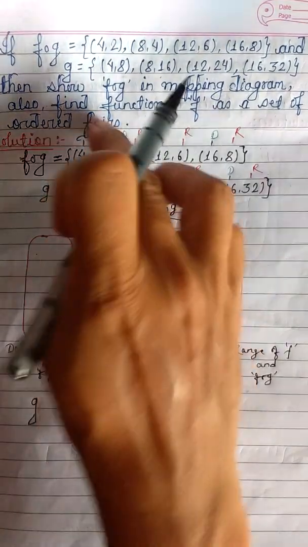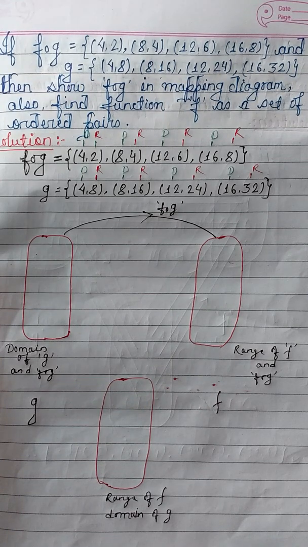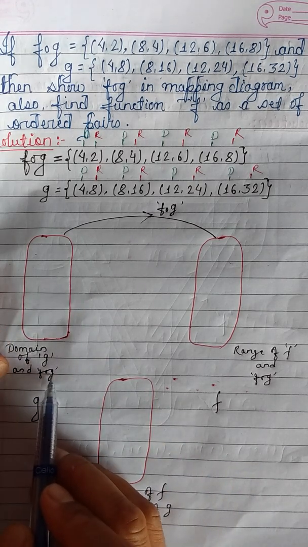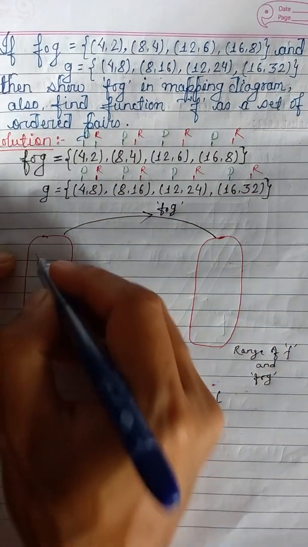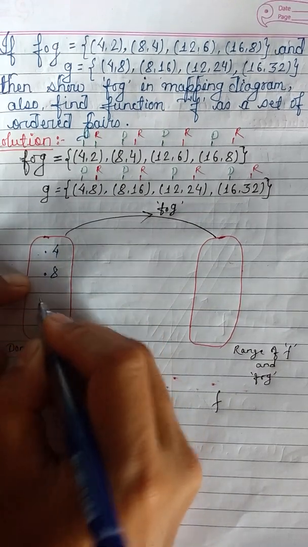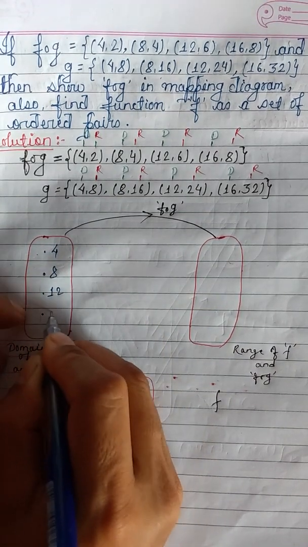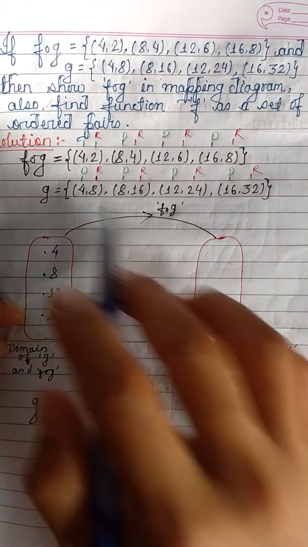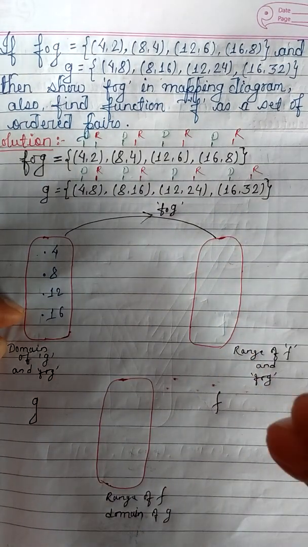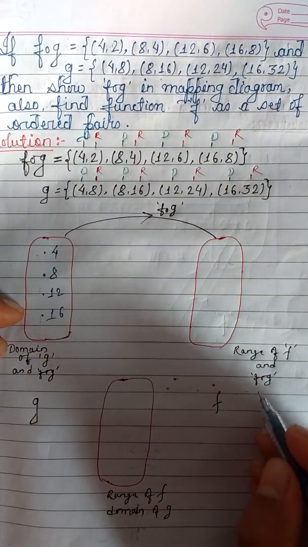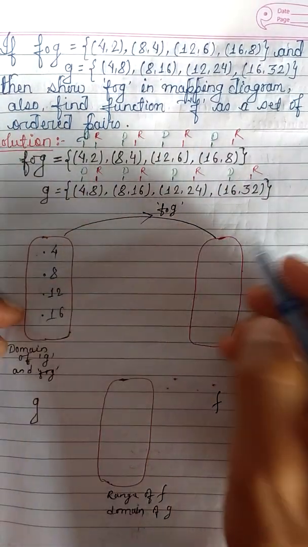Now we can easily fill it in, right? We have already written the domain and range above, so there is no problem filling it. We can fill the domain of f, the domain of g, and the domain of f of g, since they come from the same set. That will be 4, 8, 12 and 16. These are the domain of f of g, or g. For the range of f, we don't have f, so we cannot find the range of f. But we do have the range of f of g. What is the range of f of g?